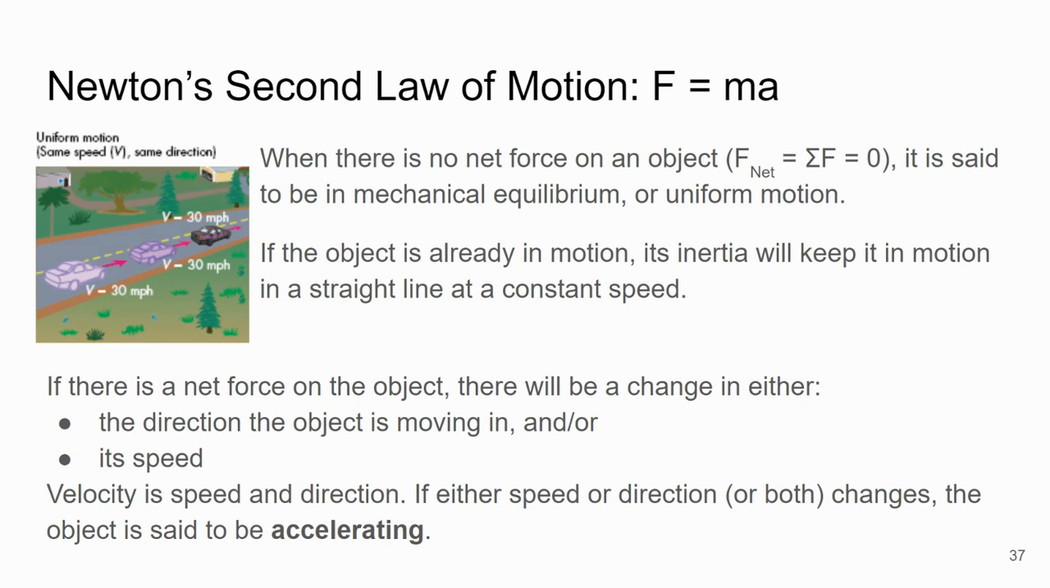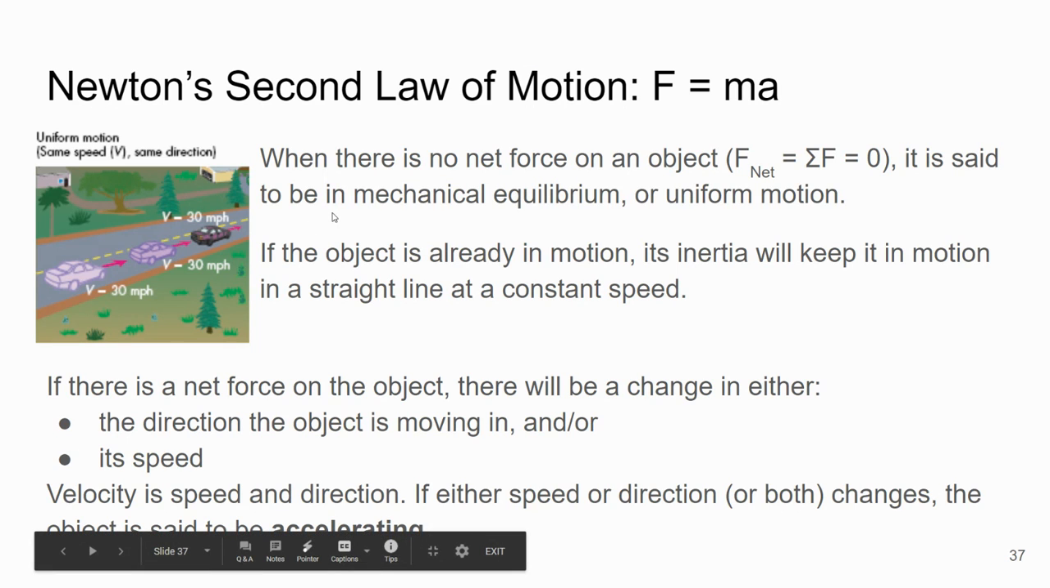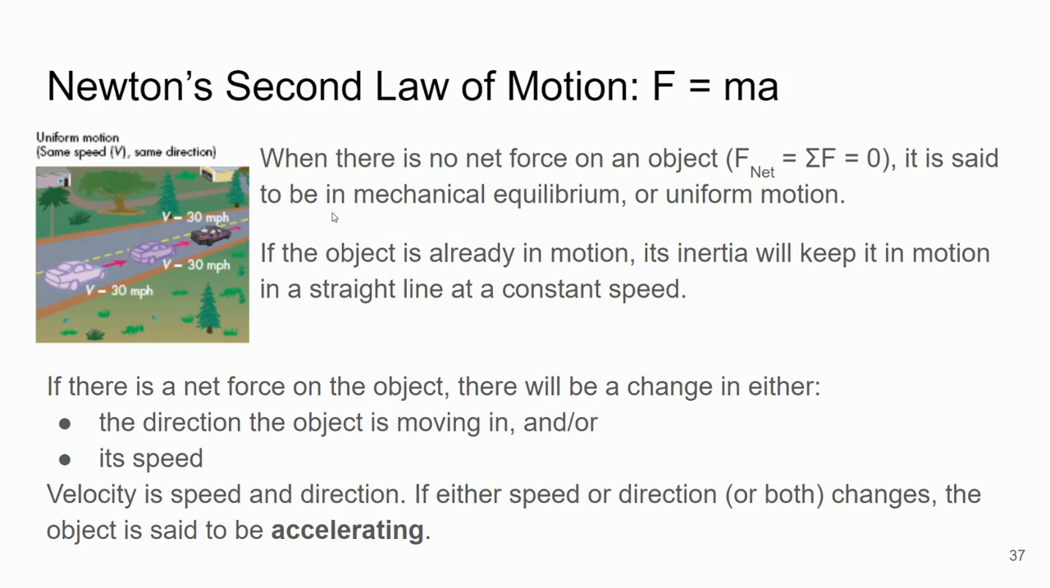So here we have an image of a car going in a straight line down the road at 30 miles per hour. Ignore the fact that there's friction and air resistance and all these things. Just imagine this car, it's just in neutral. It's just coasting. And it's going to keep going 30 miles per hour in a straight line.